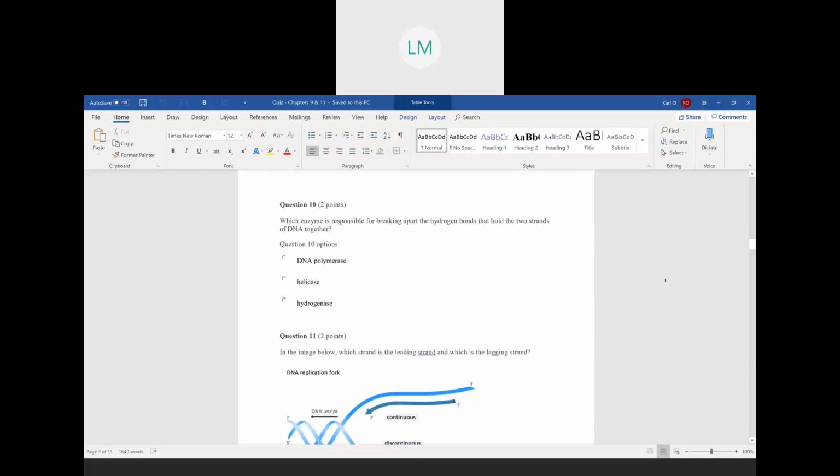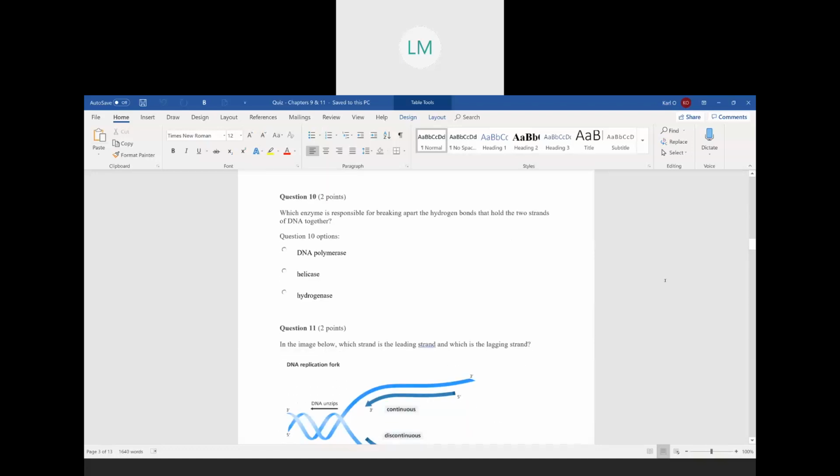Question 10, which enzyme is responsible for breaking apart the hydrogen bonds that hold the two strands of DNA together? That is helicase. Helicase is the one that unzips the strands of DNA. So that is going to be the correct answer there. DNA polymerase is what's adding on the new nucleotides when we're building the new strands of DNA, but helicase is the one that actually unwinds it.